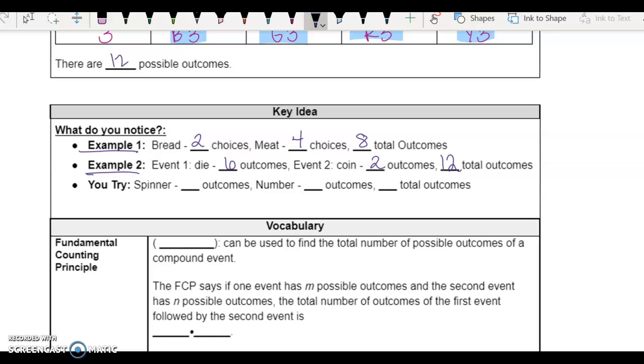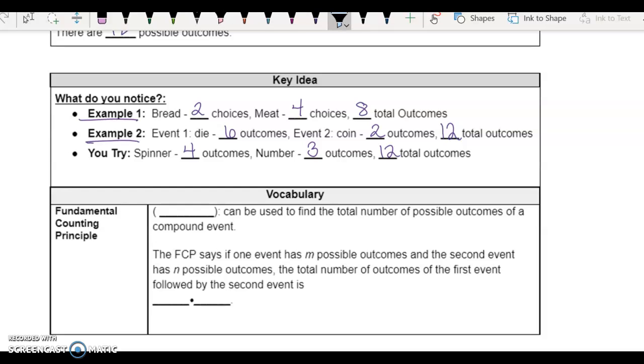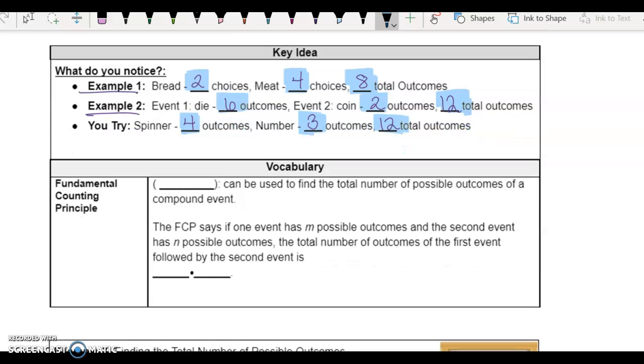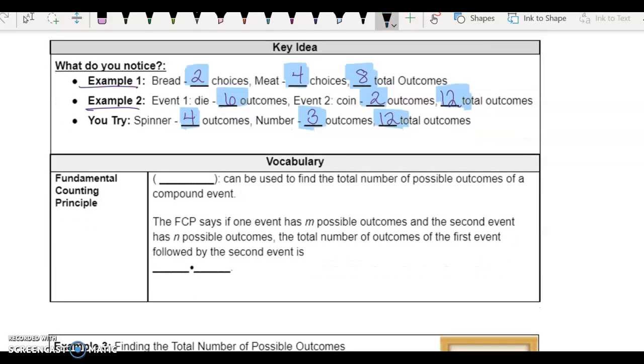So with the spinner, we had 4 possible outcomes. And then we had 3 numbers that we could choose from. And that gave us 12 possible outcomes. So what do we notice about this? We can see that 2 times 4 gives us 8, and 6 times 2 gives us 12, and 4 times 3 gives us 12. So this is called the fundamental counting principle.